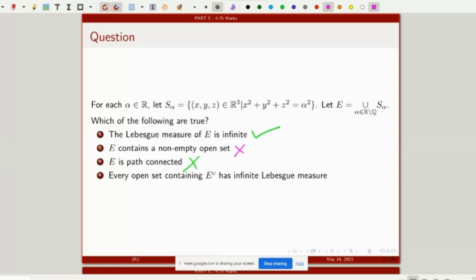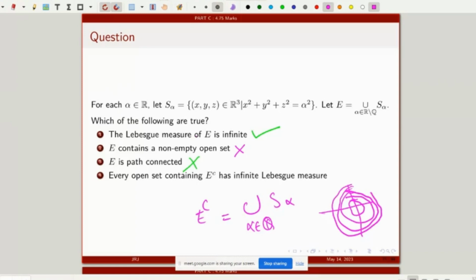Now what about option D? Every open set containing E complement has infinite Lebesgue measure. So what is E complement? E complement is the union over alpha belonging to Q of S alpha. So the option is every open set containing E complement has infinite Lebesgue measure. Is it true? So here for E complement we will pick up radius alpha where alpha is rational, and we will draw circles like this, rational radius circles. Is it true?